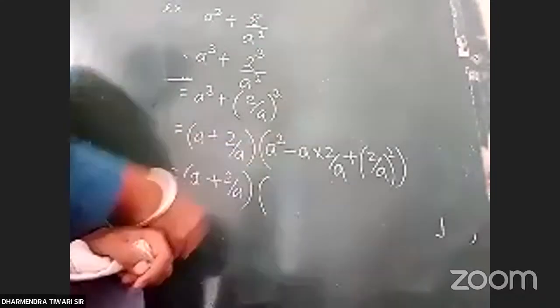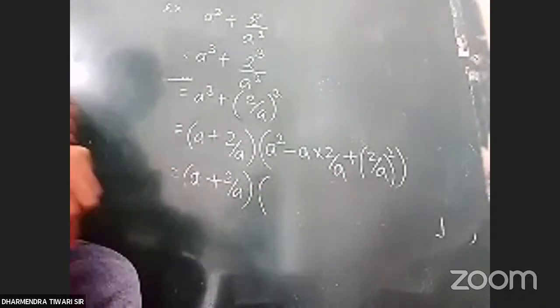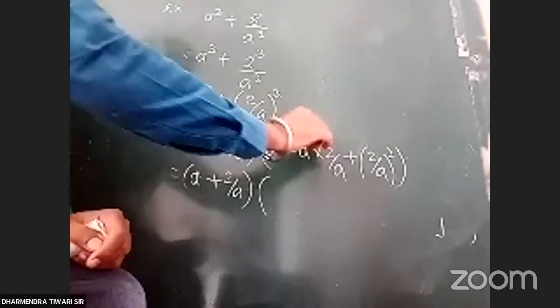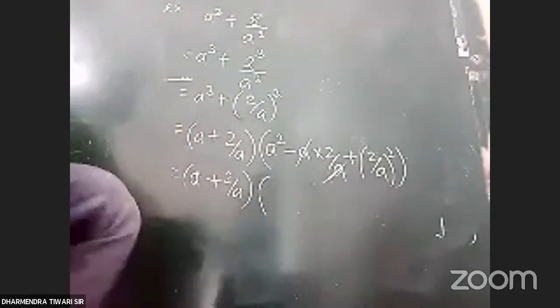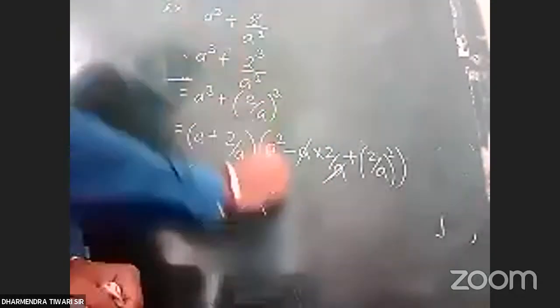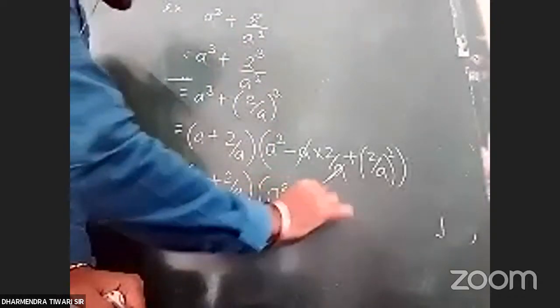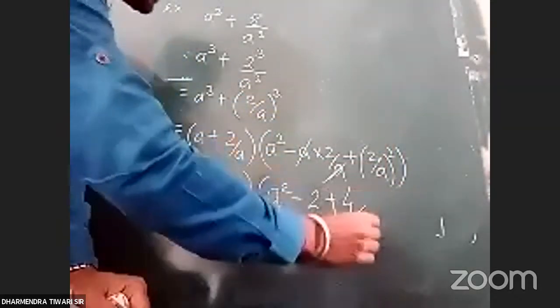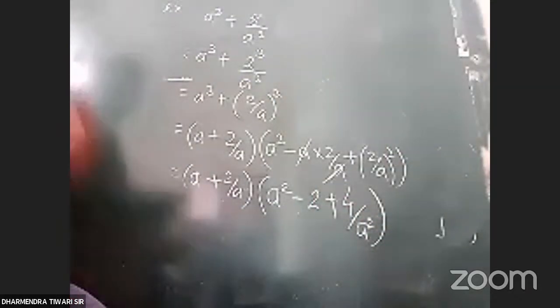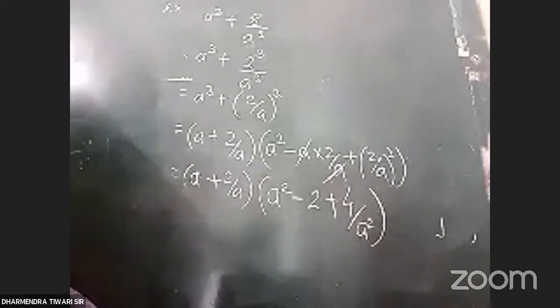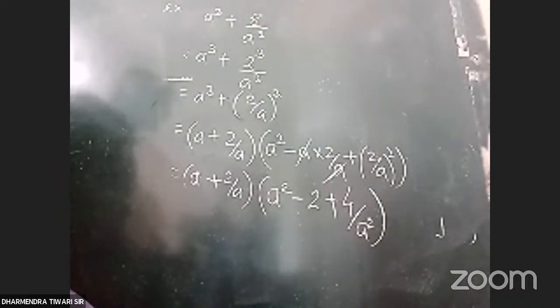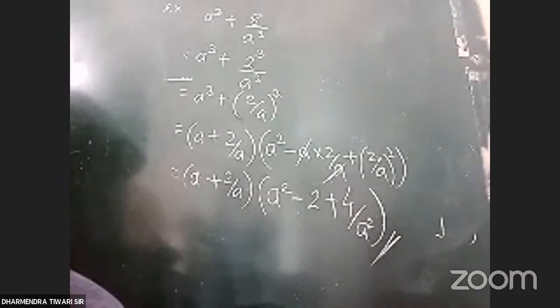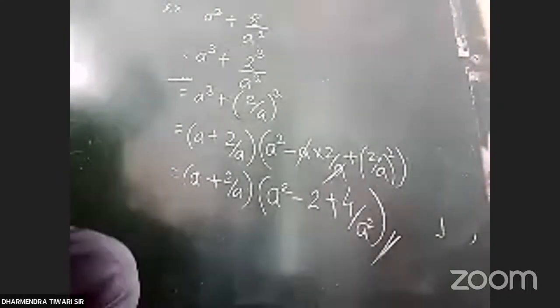Here you can see that a is present in the numerator as well as in the denominator. I've cancelled a. What remains? a square minus 2 plus 2 square, which is 4, upon a square. So this is the expected final answer that we're expecting. So hope you have understood this problem.